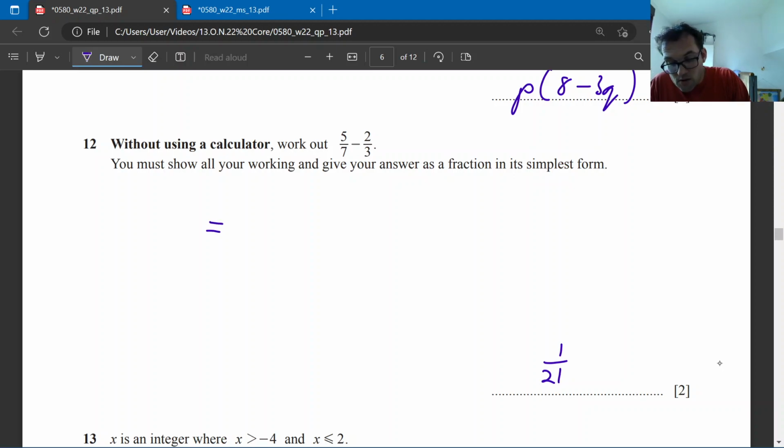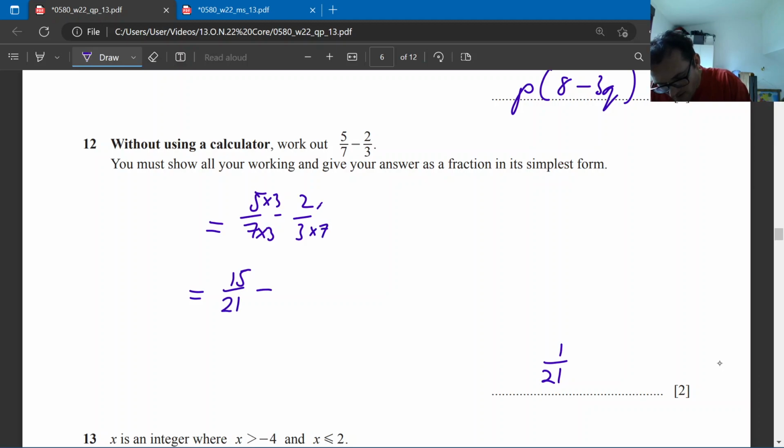And for that, we need to get a common multiple, the lowest common multiple of the denominators. So what is it for 7 and 3? Lowest common multiple is... well, 7, 14, 21 is in the 7 and the 3 times tables. So you're going to want to multiply this by 3, top and bottom, which gives you 15 over 21.